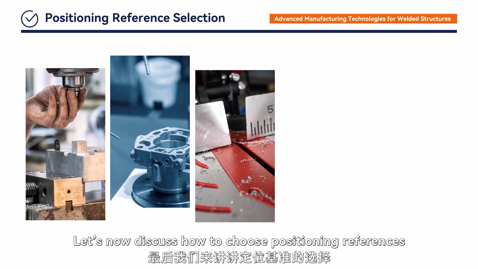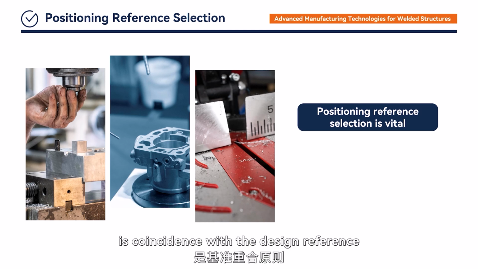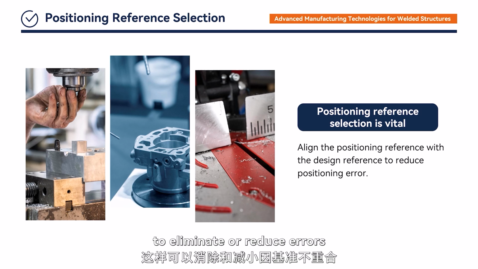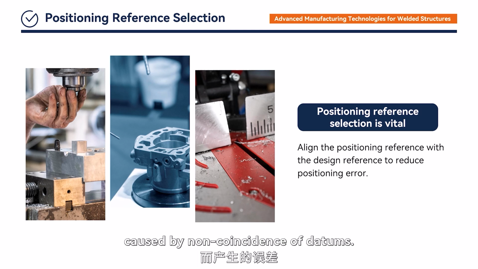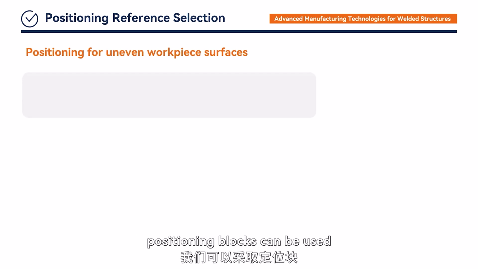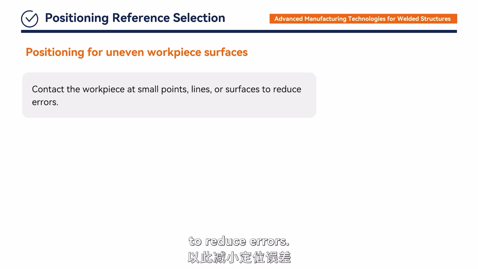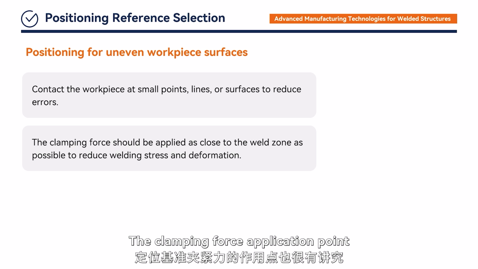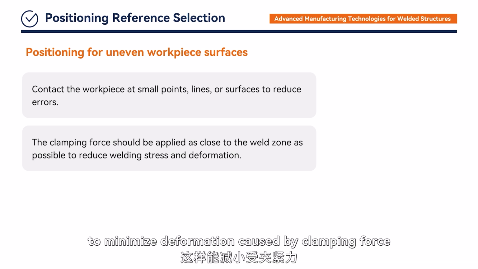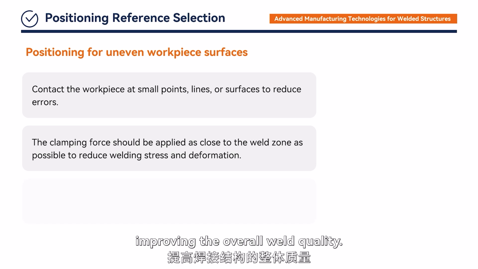Let's now discuss how to choose positioning references. The first principle is coincidence with the design reference. Try to align the positioning reference with the design reference to eliminate or reduce errors caused by non-coincidence of datums. If the workpiece surface is uneven, positioning blocks can be used to contact the workpiece at small points, lines, or surfaces to reduce errors. The clamping force application point should be as close to the weld area as possible to minimize deformation caused by clamping force or welding heat stress, improving the overall weld quality.